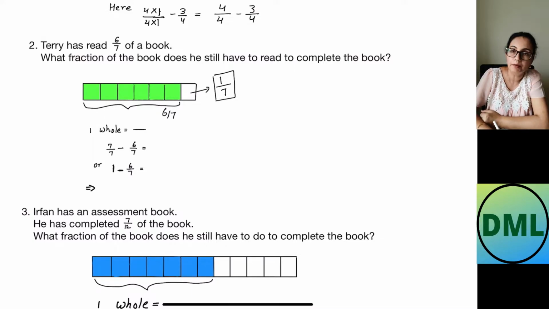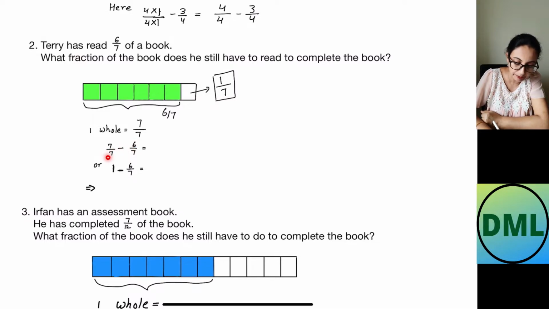One whole will be written as how many total parts it has? It has 7 equal parts. So that means one whole will be written as 7 over 7. So this is the complete whole, which is 1, written as 7 over 7. So from 7 over 7, you have to subtract 6 by 7. 6 parts you already read. 7 by 7 minus 6 by 7, I need to subtract it.